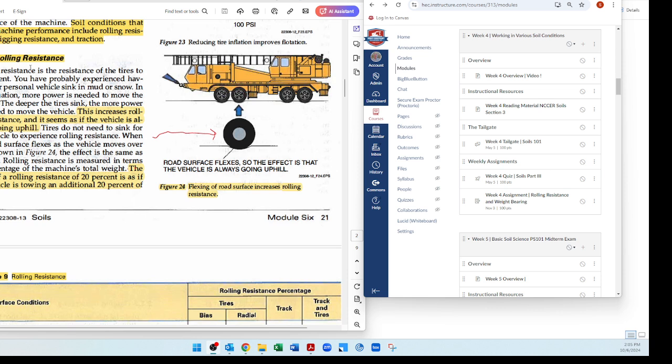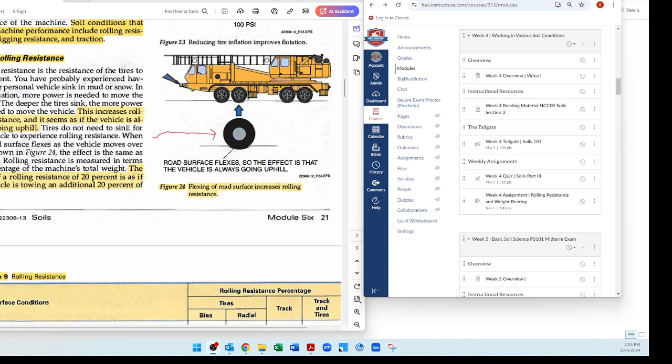Let's read this. The rolling resistance is the resistance of the tires to movement. You have probably experienced having your personal vehicle sink in mud or snow. In this situation, more power is needed to move the vehicle. The deeper the tires sink, the more power is needed. Thus, this increases rolling resistance, and it seems as if the vehicle is always going uphill. There's a question, and that's the answer to it.